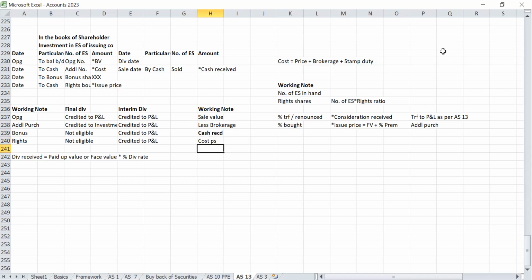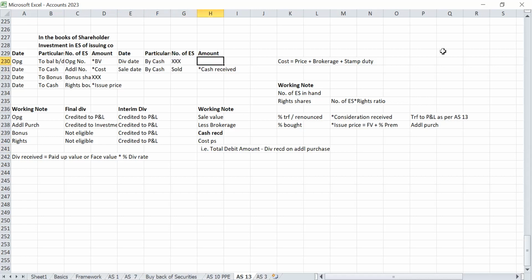How to compute cost per share? Opening balance plus additional purchase plus bonus shares, total debit amount, minus dividend received. Dividend received on additional purchase only, not on all. Correct? Yes, sir. Here we will write by cash.